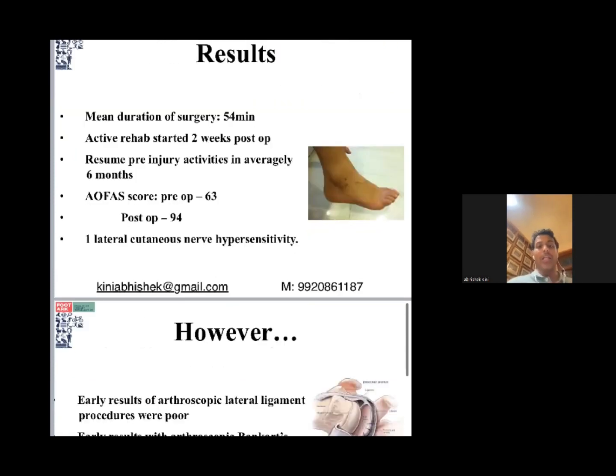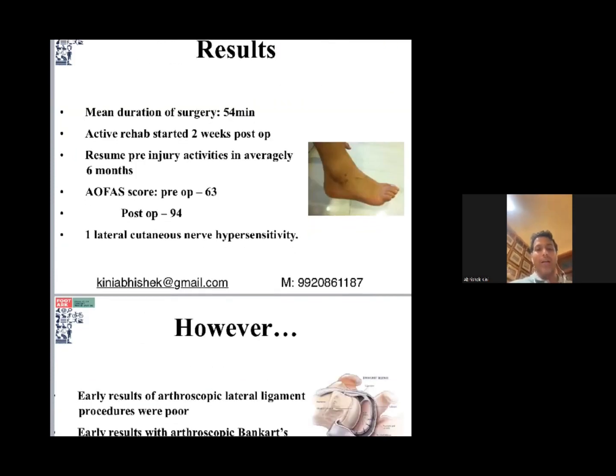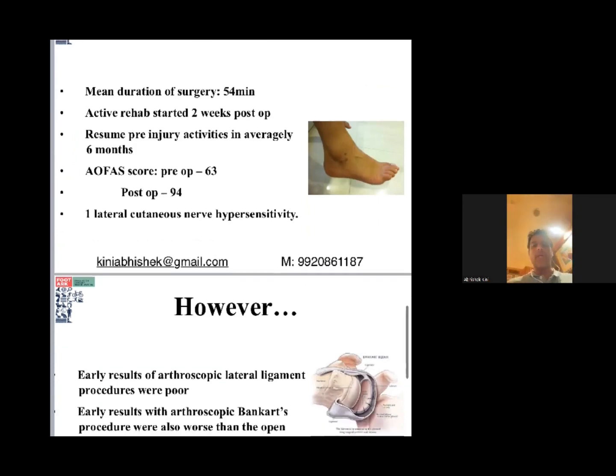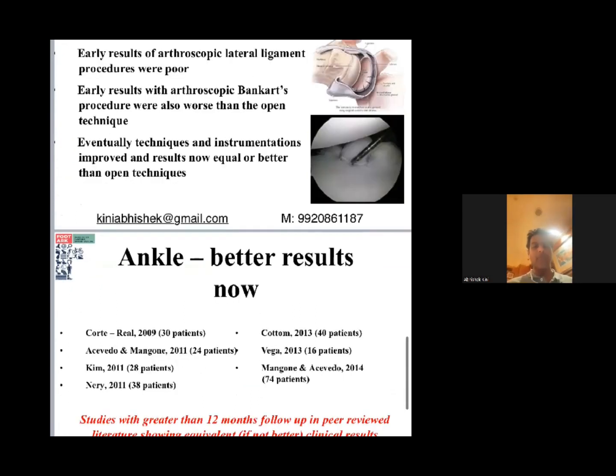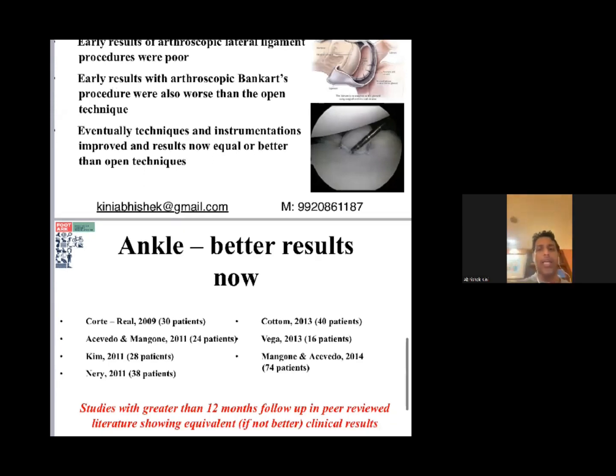But early results of arthroscopic lateral ligament procedures were poor, as were early results with the arthroscopic Bankart procedure, which were also worse than open technique. Eventually, as techniques and instrumentation improved, results are now equal or better than open techniques. So ankle results nowadays are also way better than open. As we know, enough papers have come with 12 months follow-up in peer-reviewed journals, and the literature is showing equivalent or if not better clinical results.